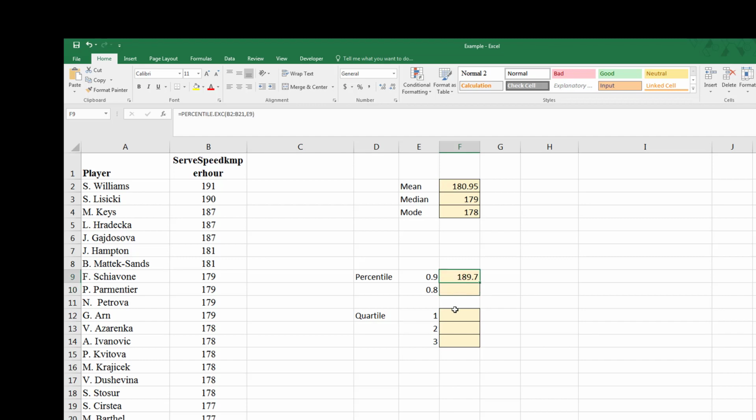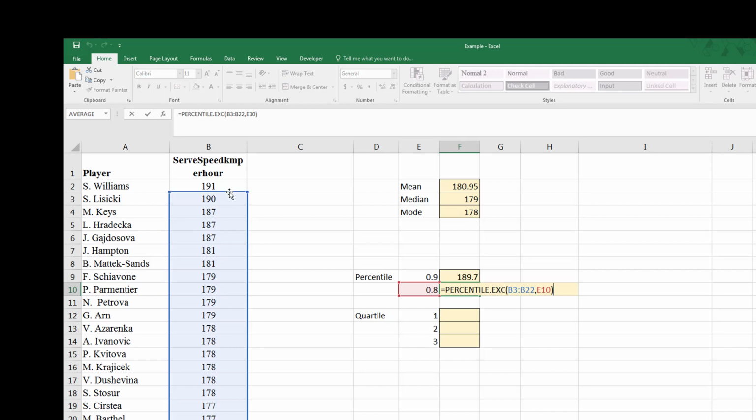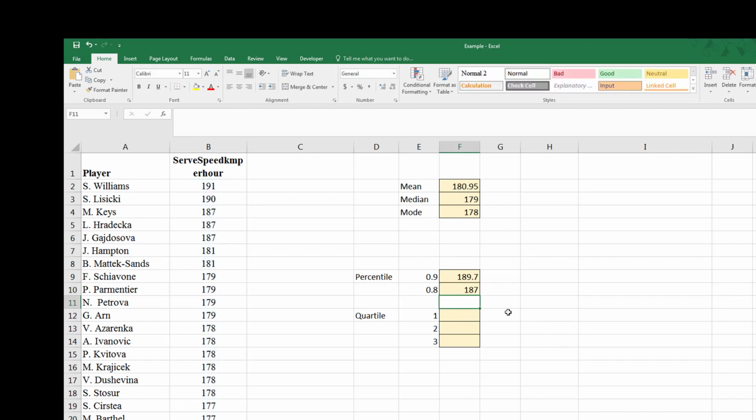I could do the same thing with 80% of the data. In other words, find the 80th percentile. But I'm going to have to do some adjusting because my range is going to be off just a little bit, so I'm going to move that back up. I could have made an absolute reference here so that I could do that typing. I might try that down here. Okay, let's push return and see that 187 is the 80th percentile, which means that over here 80% of the data is 187 or less. Okay.